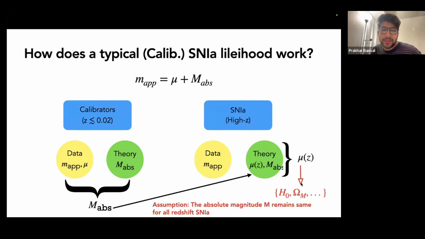Okay. And then a key piece of assumption which goes in is that you can use the same absolute magnitude M for all the redshift supernovae, right? And this is what really makes them standard candles, right? Because this is the assumption. And here the central theme of this work is we try to play around with this assumption just to see how much we are able to improve the fit to the data. Okay.